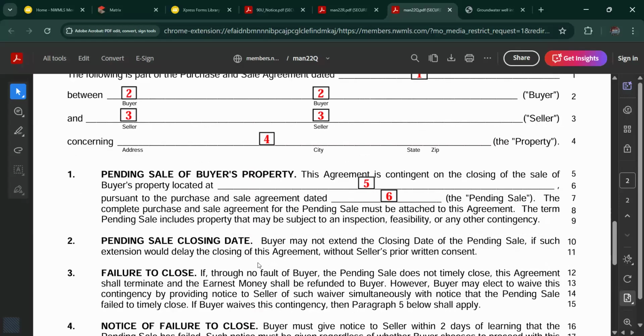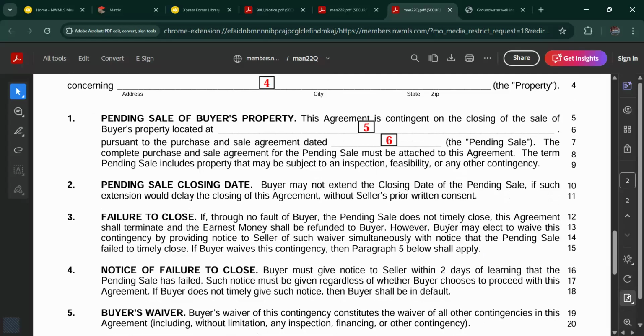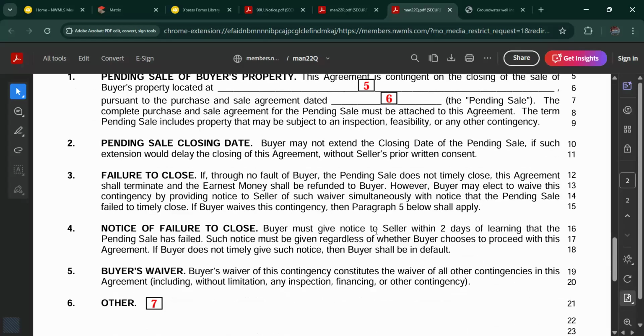Okay, so pending sale closing date. Buyer may not extend the closing date of the pending sale if such extension would delay the closing of this agreement without seller's prior written consent. So failure to close, there's the one about the notice that must be given. Notice of failure to close: buyer must give notice to seller within 2 days of learning that the pending sale has failed. Such notice must be given regardless of whether buyer chooses to proceed with this agreement. If buyer does not timely give such notice, then buyer shall be in default.